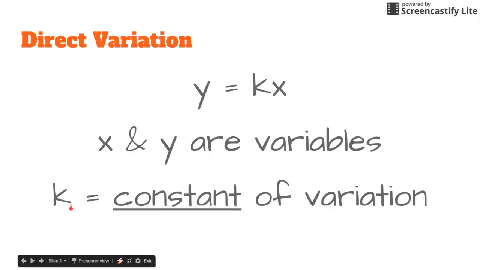K is where we're actually going to have a number in the equation. K is the constant of variation. When we were doing slope, this was called m. So remember, y equals mx plus b. M was the slope. Well, K is also the slope of your line, but it has another name, constant of variation. And we're going to talk about finding it a little differently than using the slope formula.